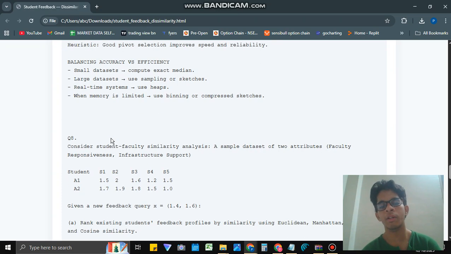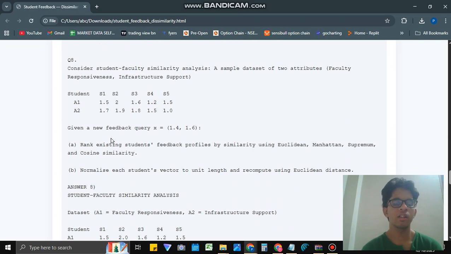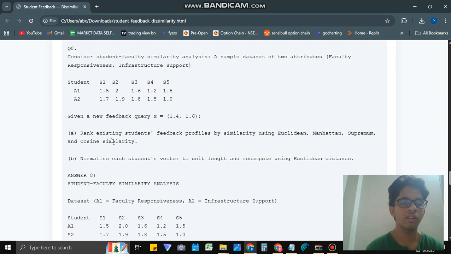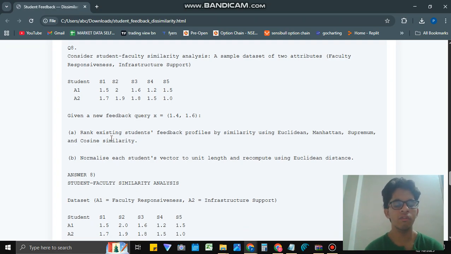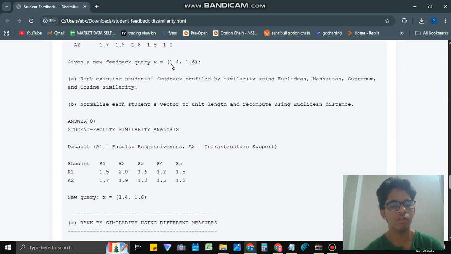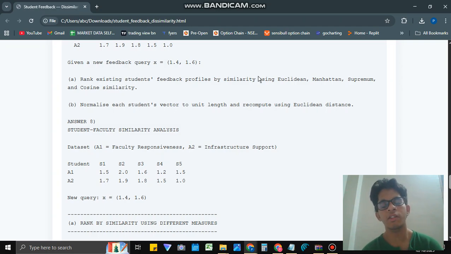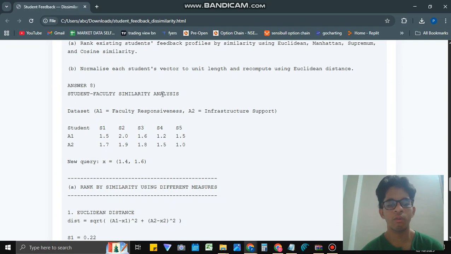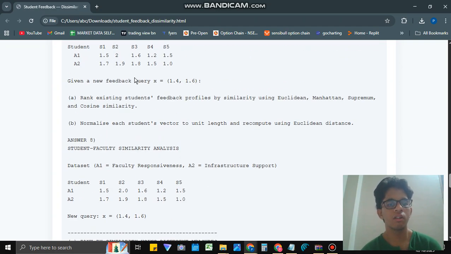Then coming to the next question, in which we are given a student-faculty similarity analysis. We are asked to rank existing profiles by similarity using the formulas we learnt before, and the second part is normalizing the values.